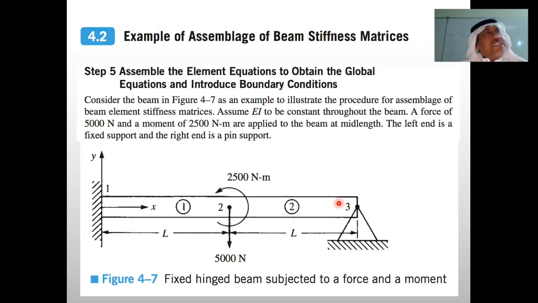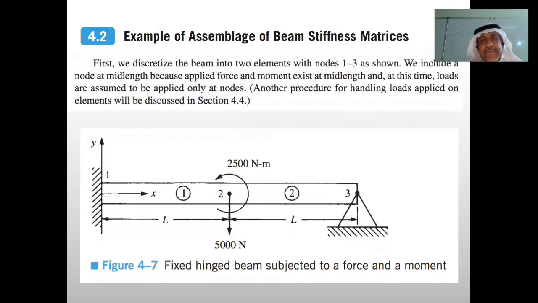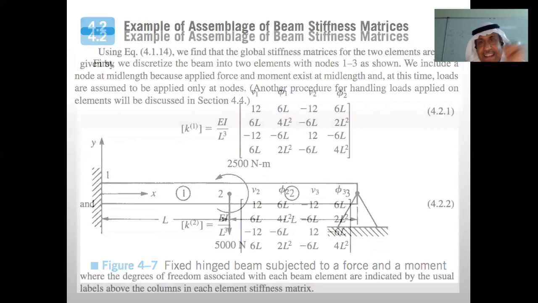Phi3, the rotation. Because each node can have either displacement and rotation. That's the degree of freedom. It's not a truss. This is deflection and rotation. So it would be 3 by 3, right? Okay. Now we can keep going.